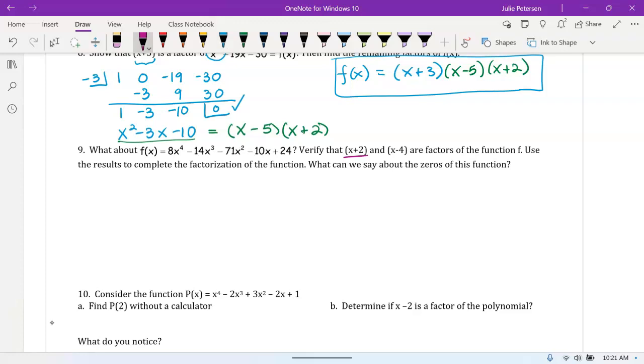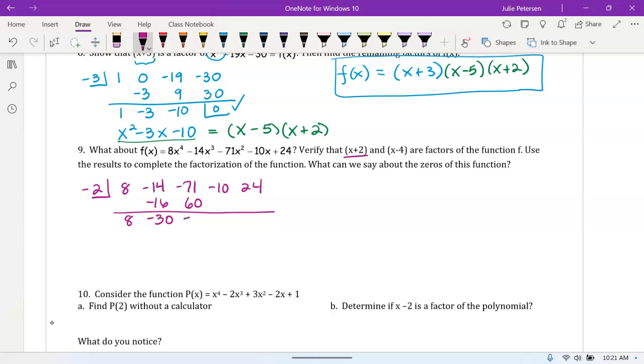It doesn't matter which factor I start with. So I'm going to say x plus 2, that means my 0 is going to be -2. And then let's take our coefficients 8, -14, -71, -10, and 24. All right, bring down the 8, and here we go. -2 times 8, -16. When we add these two negative numbers, we get a negative number, -30. Multiply two negative numbers, we get a positive, so +60.